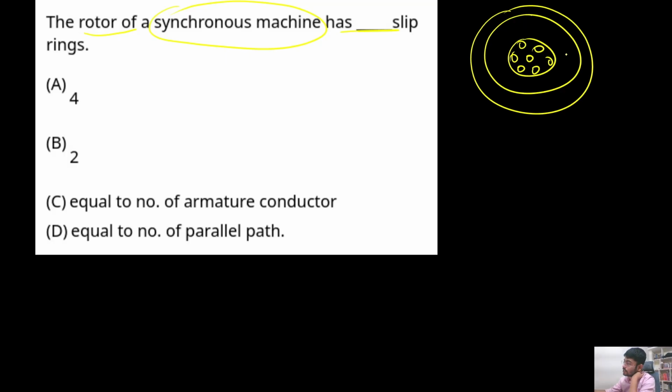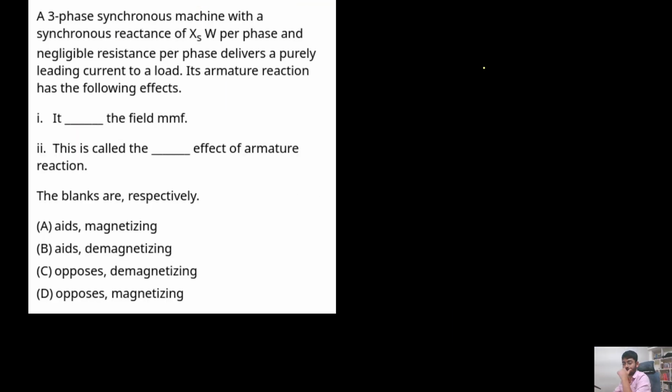So a DC supply is given to the rotor, DC supply. So positive, negative. So how many slip rings are there to provide the DC supply to the rotor? Only two, because positive and negative, only two polarities are needed. So the correct option is option B. Let's go to the next question.